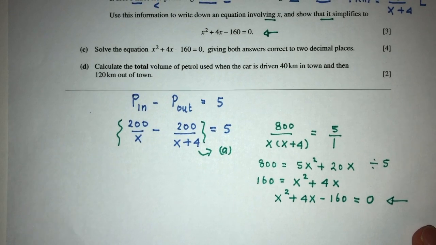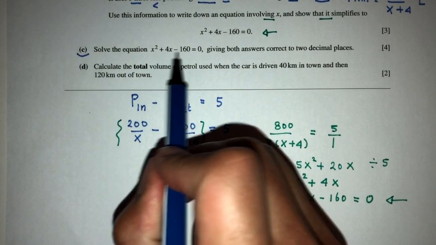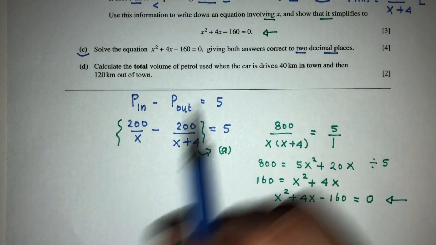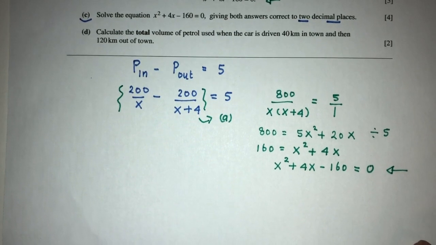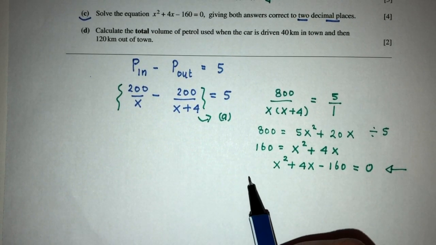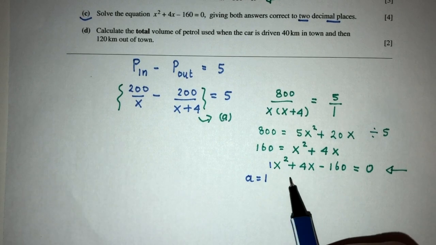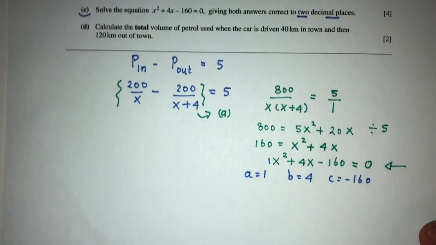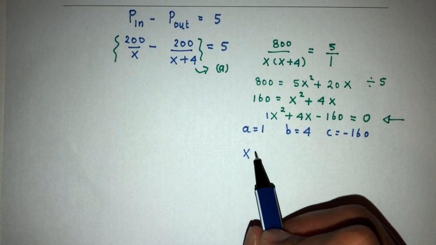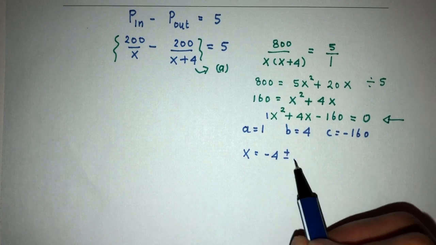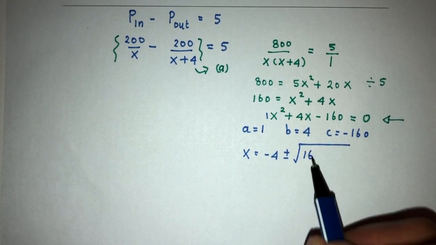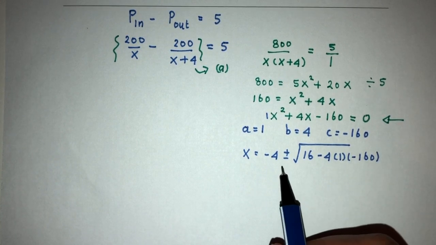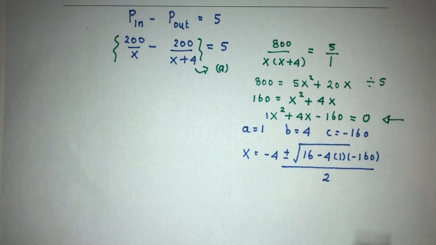Now for part C, we have to solve the equation, giving both answers correct to 2 decimal places. Whenever you see this, it means the answers are not exact, so you have to use your formula to solve this equation. So A will be 1, B will be 4, and C will be minus 160. So let's solve. X will be minus B plus or minus the square root of B squared minus 4 times A times C, now everything divided by 2A, which will be 2.